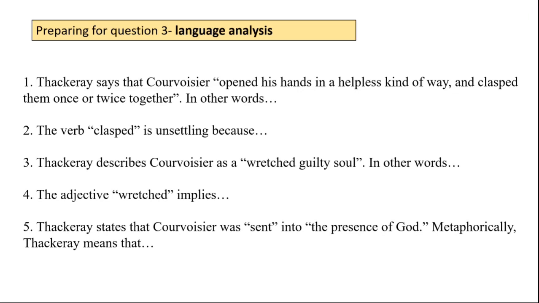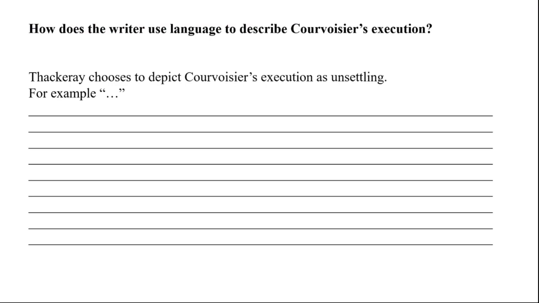Notice how we have included word types such as adjective, verbs, and techniques such as metaphorically for question 3, because we're doing language analysis. So for question 3, how does the writer use language to describe Courvoisier's execution? Thackeray chooses to depict Courvoisier's execution as unsettling. So we've answered the question really in the topic sentence there, but we need quotes to back it up.